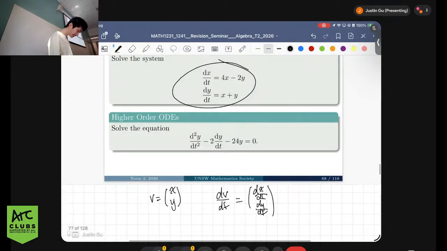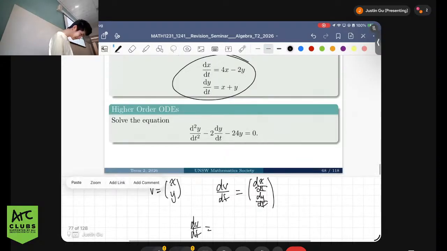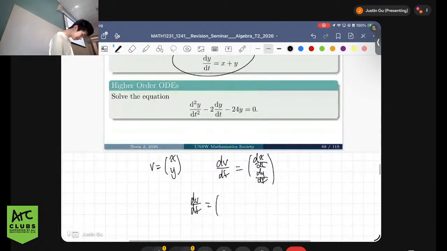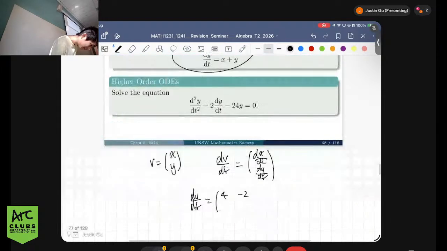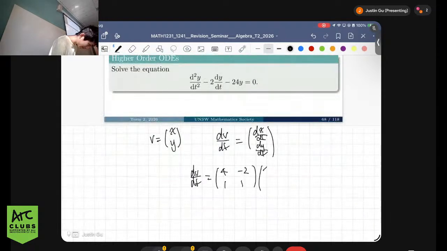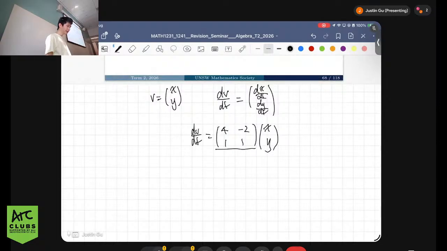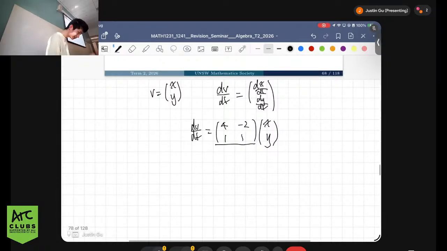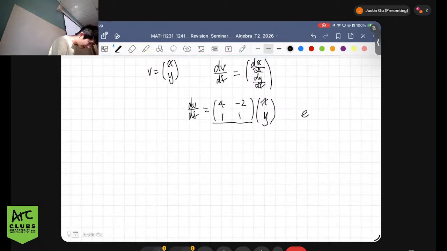What we have now is that dv/dt is going to be some matrix multiple, okay, [4, -2; 1, 1], times (x, y), right? To solve these, we'll do a similar thing to before. We'll find the eigenvectors of this, and then each of these eigenvectors will correspond to a solution to the differential equation just by multiplying by e to the lambda t, right?